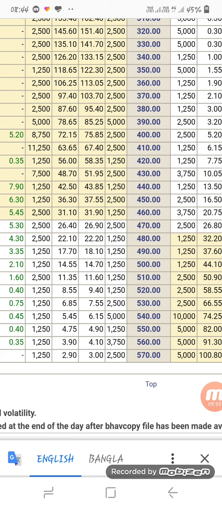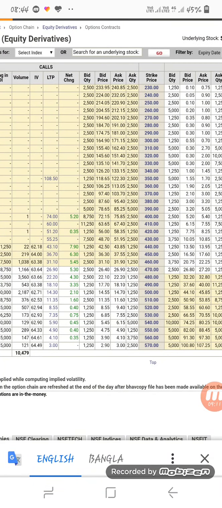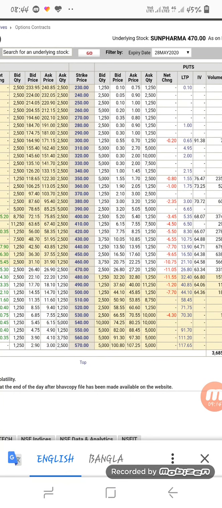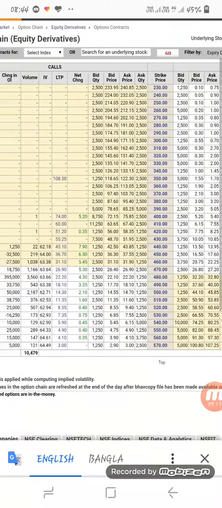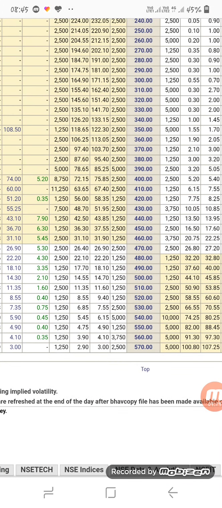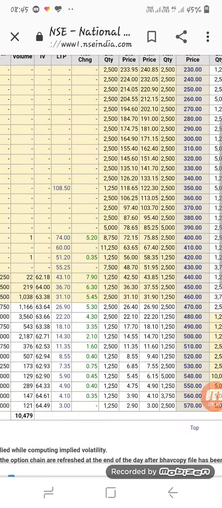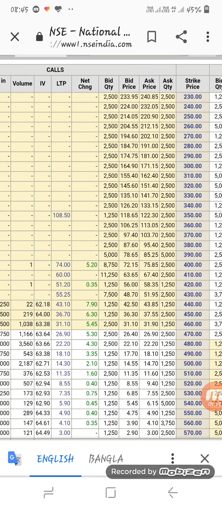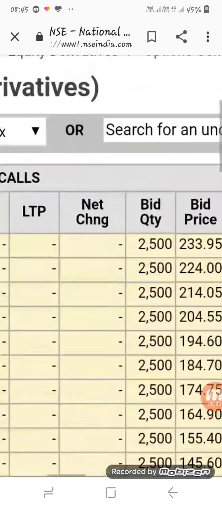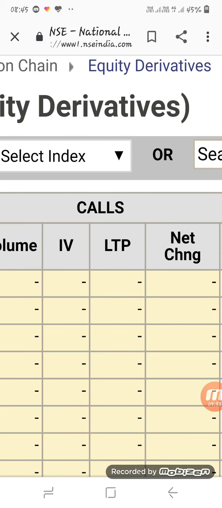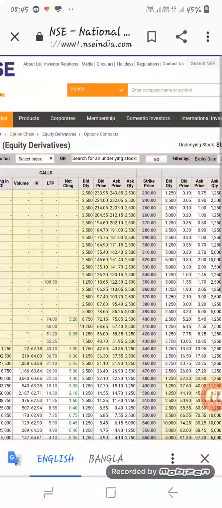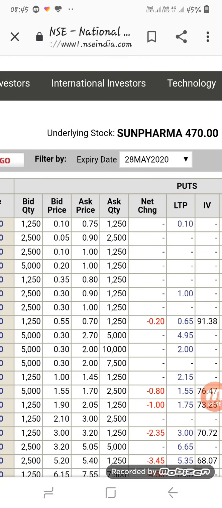So 10 into 30 is 300 rupees only, and after deducting charges it will be still much lesser. So the importance of the derivative market is, you can see the spot price is 470, and we think that it will go up to 500. We need to pay a small amount, we don't need to pay 470. So if we think that the price is going to increase, we need to select the option known as call option. There are two options, one is call option, another is put option.